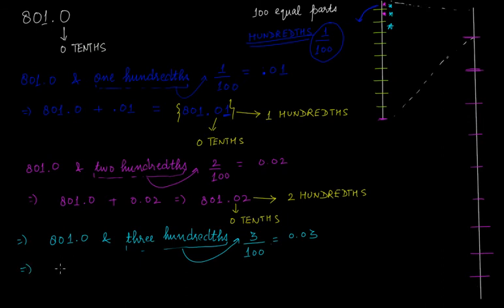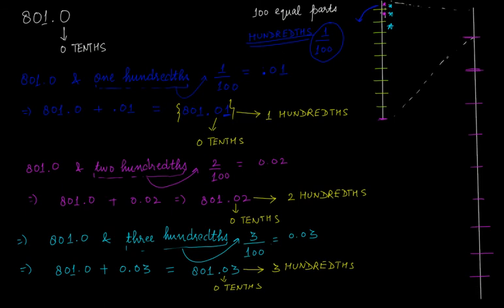It means that 801.0 plus 0.03. This will be equal to 801.03. It means what? It means that now you are having 0/10ths, but now you are having 3/100ths. Okay, you go on proceeding like this.